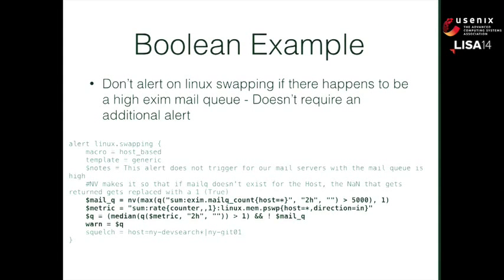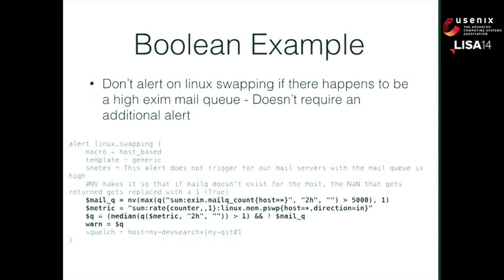Another Boolean example is don't alert on swapping if there happens to be a high mail queue. So at Stack Exchange, we have these newsletters, and we dump them all onto the mail server as fast as we can because, well, that's just what we do. Whatever, it may not be the best thing, but it's what we do. They're not time sensitive. When we dump thousands and thousands of emails, the system starts swapping. I don't care. It's not important.